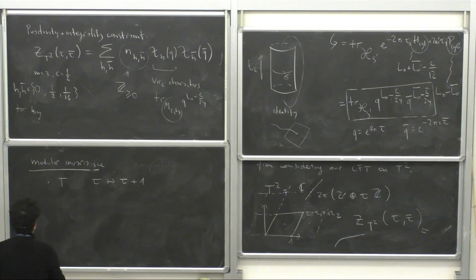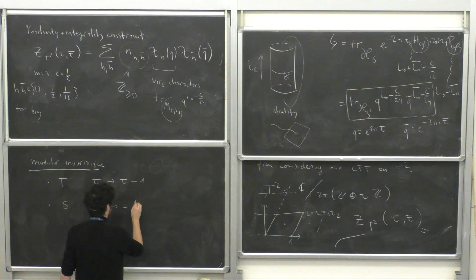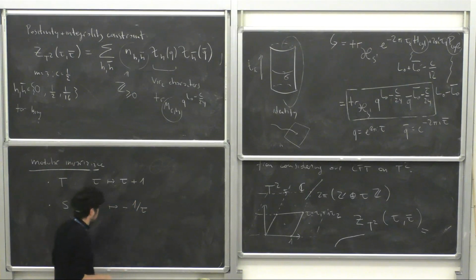Then there is another transformation which is a bit harder to visualize, the so-called S transformation, which takes tau into -1 over tau. It is also a symmetry of the torus.